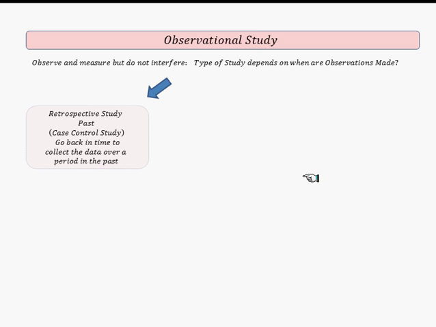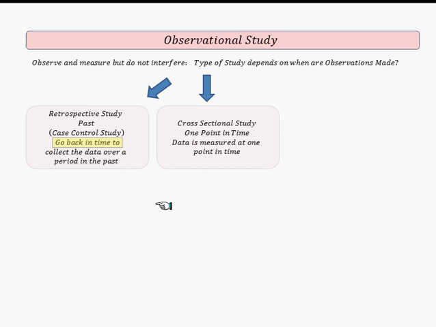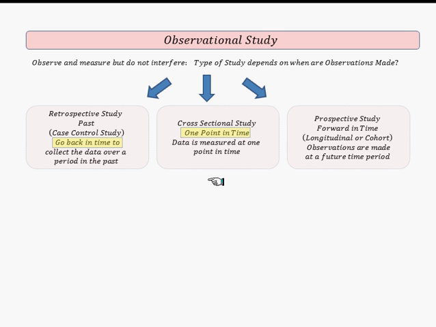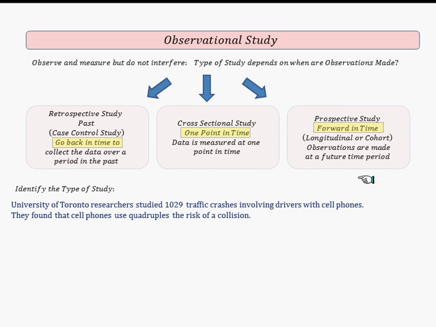We want to talk about an observational study, one in which the experimenters observe and measure but do not interfere. And we're looking at 3 types of studies. Retrospective refers to going back in time and collecting the data for analysis. The second case is called a cross-sectional study, where the data is measured at one point in time and then evaluated. Then the prospective study is one where the data observations are made at a future period.